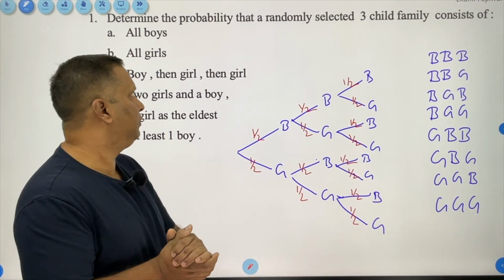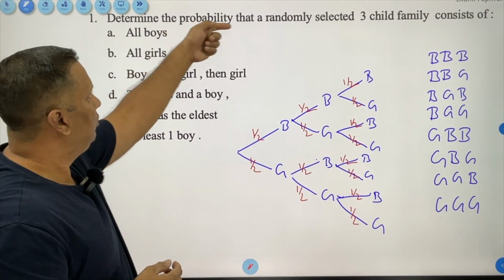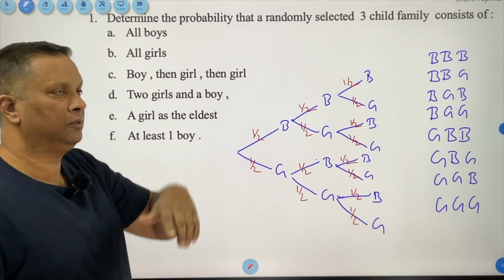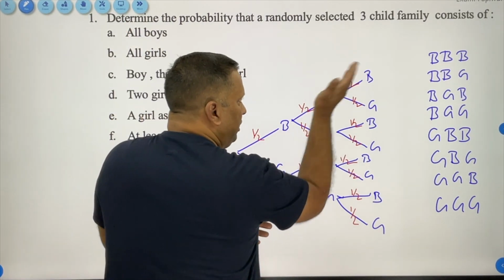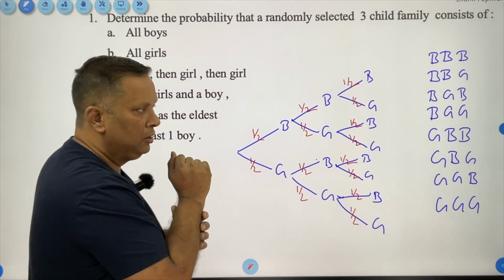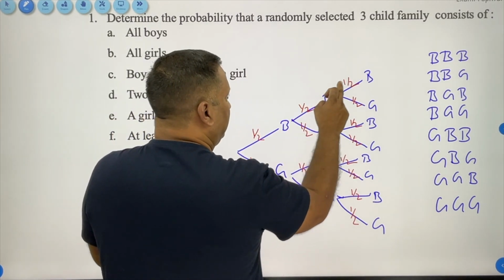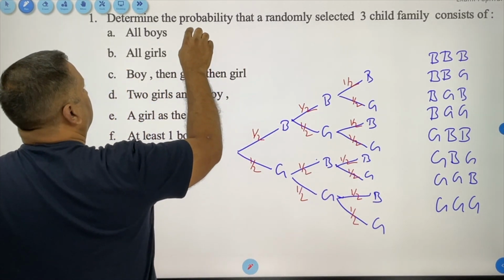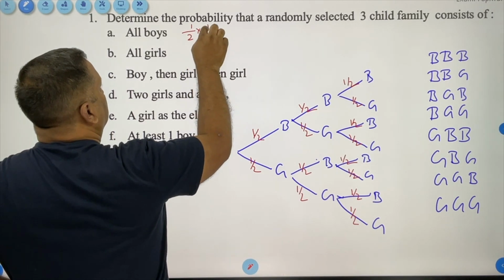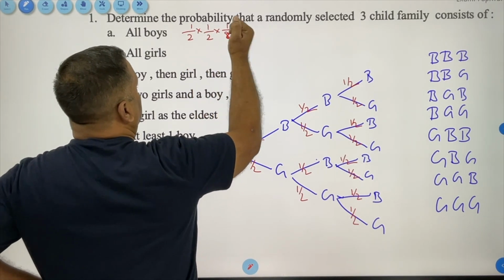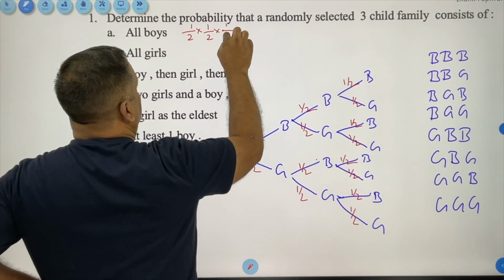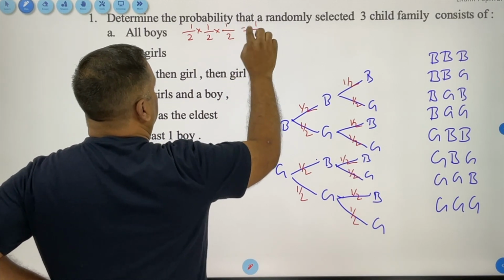Now, let us go to the first question. Determine the probability that all are boys. If all are boys, then we have to go in this row, B, B, B, right? The probability is half times half times half. You multiply them: 1 by 2 times 1 by 2 times 1 by 2, which is 1 by 8.